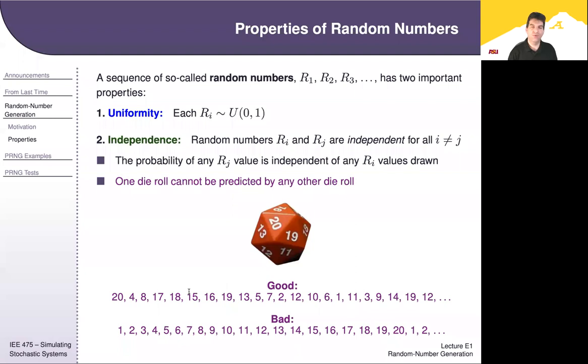So knowing something about the previous rolls does not tell you about the future rolls. So every roll is independent.